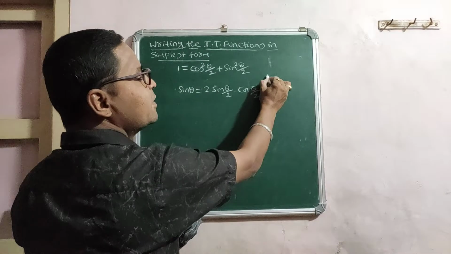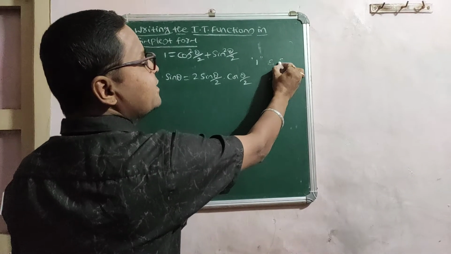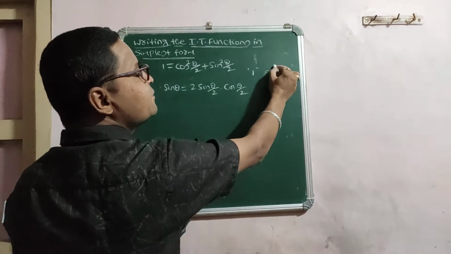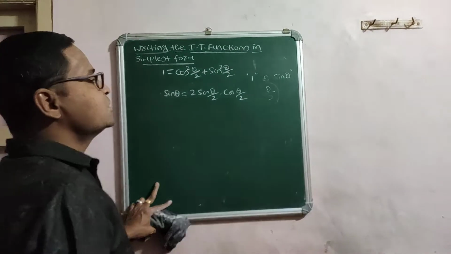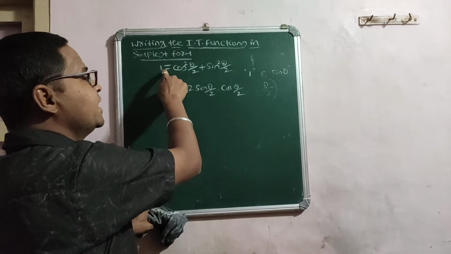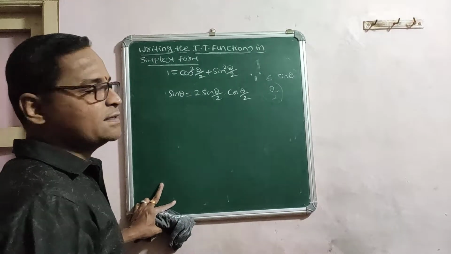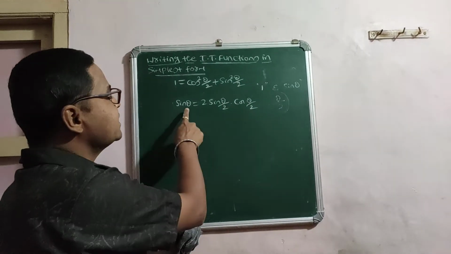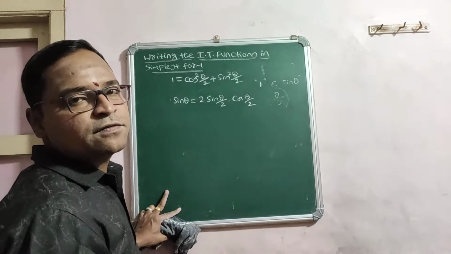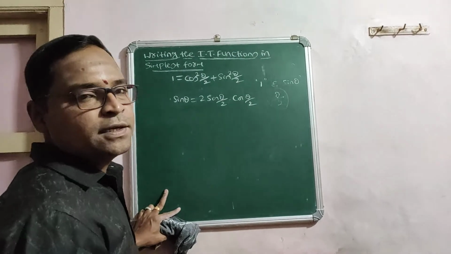Whenever in a problem we observe the term 1 and sin θ, and we need to bring in θ/2, we need to replace with the following formulas. 1 can be considered in terms of half angles as cos²(θ/2) + sin²(θ/2), and then sin θ can be written in terms of half angles as 2 sin(θ/2) cos(θ/2).